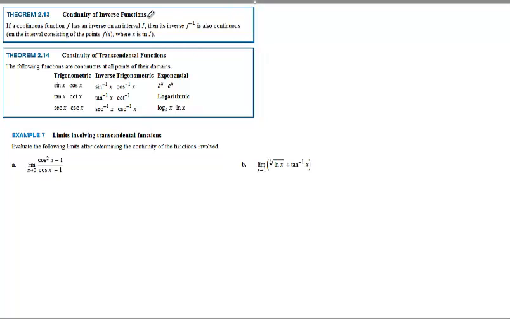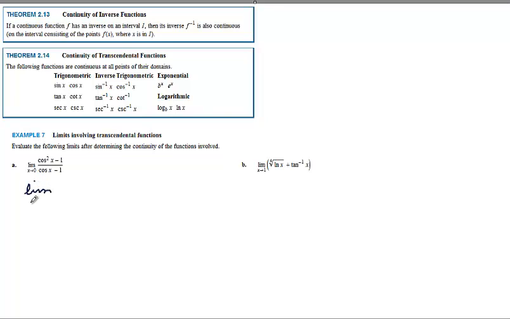Inverse functions: if the main function was continuous, by virtue of the fact that in order to have an inverse it has to be a one-to-one function, then the inverse function would also be continuous. Therefore, when I look at the following transcendental functions, both the function and their inverse would also be continuous. So let's do some examples.